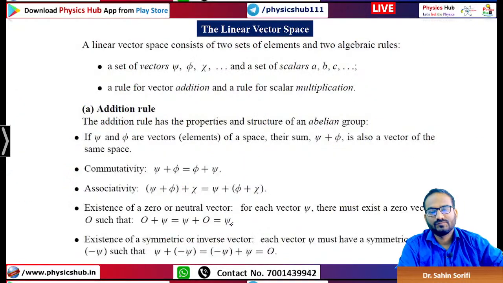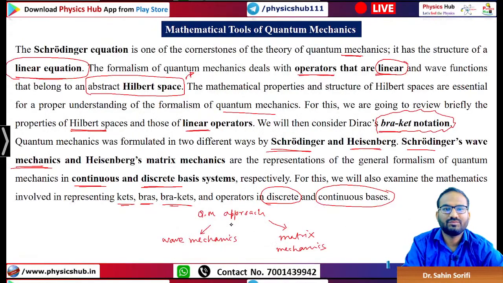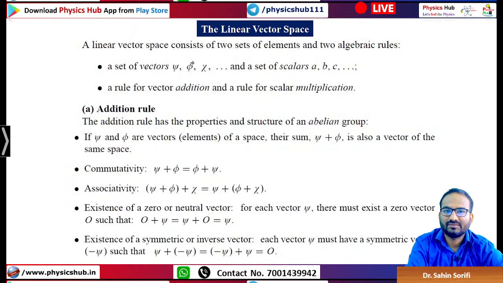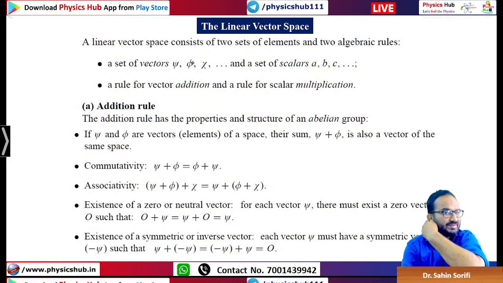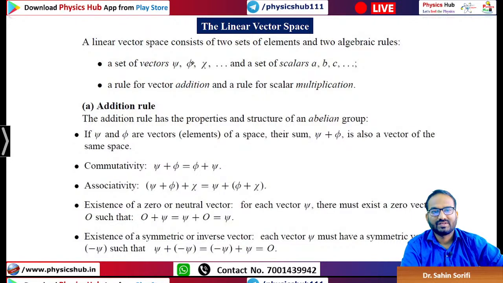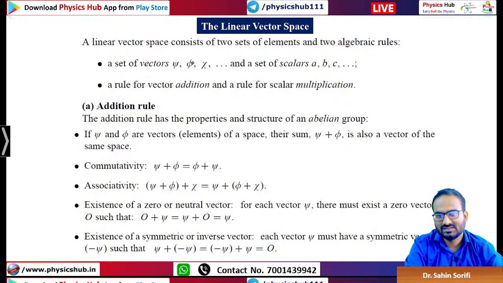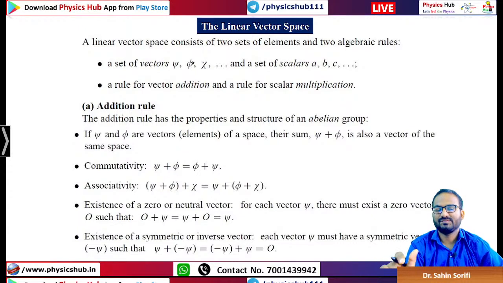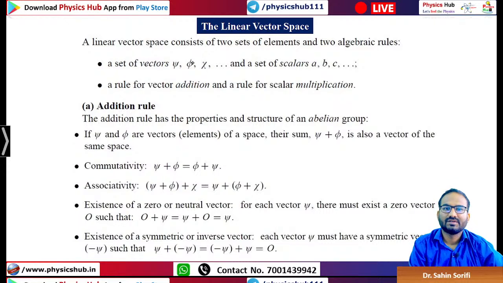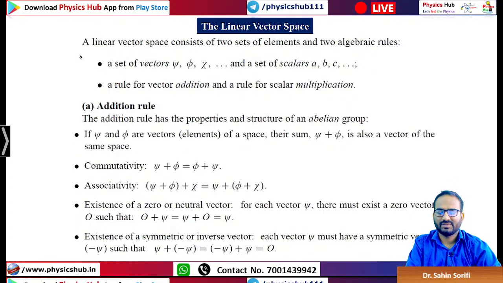Now, as I told you, we have to study Hilbert space. Before directly jumping into Hilbert space, we need to have an idea of the linear vector space. Hilbert space is one space which has the properties common to the linear vector space. Linear vector space, you can imagine that it is a sub part of the Hilbert space. So what is this linear vector space? You all know about it. You have read it in mathematics.